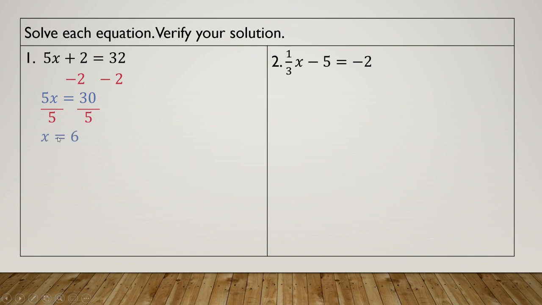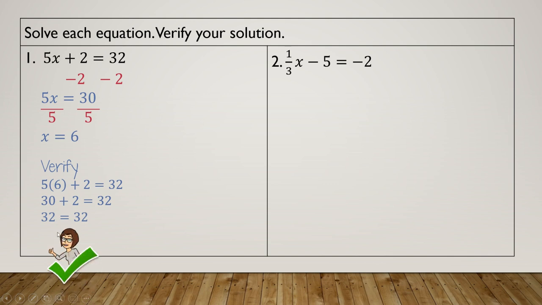All right, so we get x = 6. Let's verify that. If I substitute 6 in for x, 5 times 6 gives us 30. 30 plus 2 gives us 32. All right, so that checks out. 32 equals 32. That's a fact. So I'm going to circle my answer because I have verified it and I know it is true.